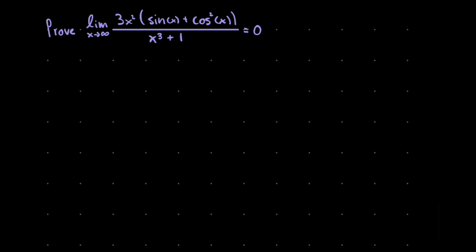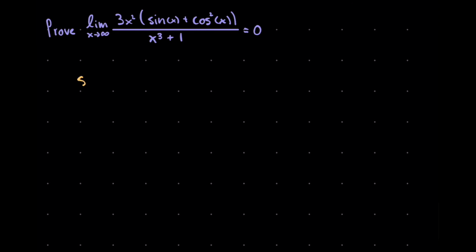Our last problem asks us to prove that the limit as x goes to infinity of 3x squared times sine x plus cos squared x, all over x cubed plus 1, is equal to 0. At first glance, this question looks pretty tough and maybe even intimidating. However, if we stick to the basics, it's really not that bad. As always, we look for the term that we could create a boundary for, and in this case, it's right here. We'll look at these two separately and then bring them together.